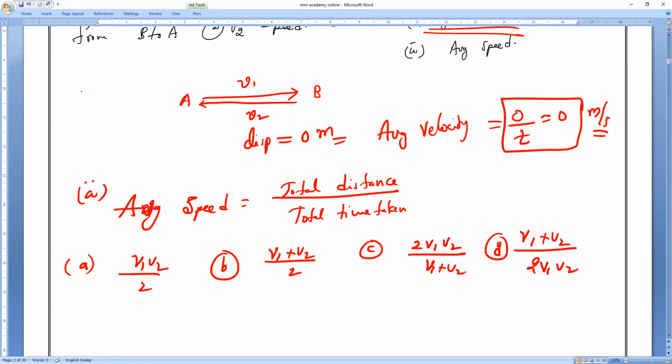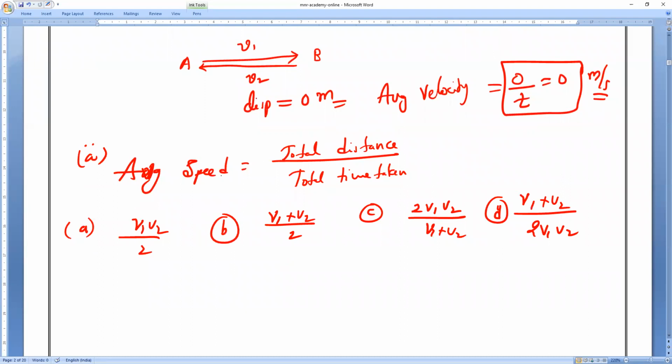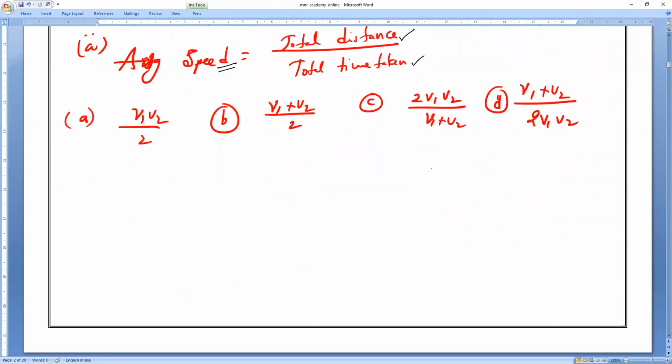You observe very carefully. You want to know average speed, so you need two things. One is total distance, another one is total time. As we all know, he is going from A to B and again coming from B to A. If I assume S meters is the distance from A to B, can you tell me B to A also, what is the distance?